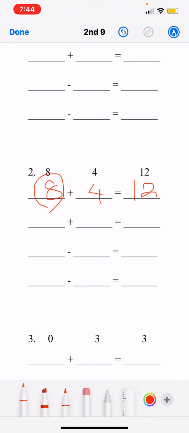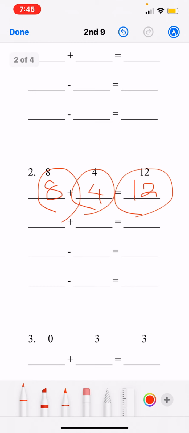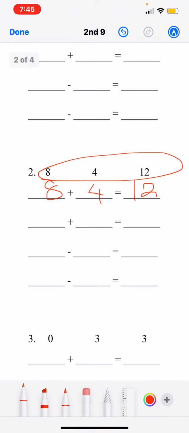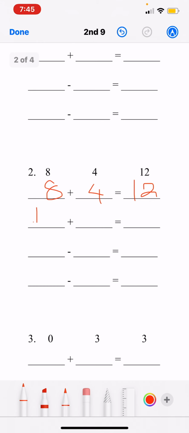If I look here, I used 8, 4, and 12. And if I look here, did I use 8, 4, and 12? Yes, I did. I only used 8, 4, and 12. I didn't use any other number, so this works. Now I'm going to solve the next one using only these 3 numbers. So which number should I put? If I do 12 plus 4, do I get 8? No. 12 plus 4 equals 16.